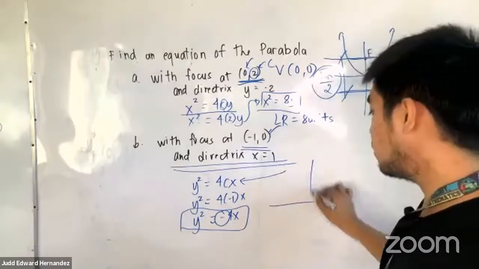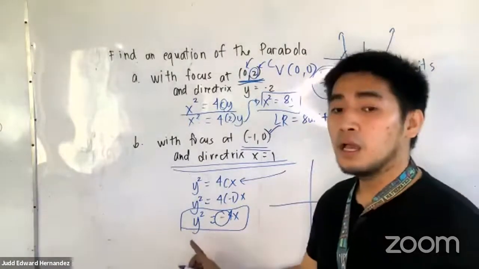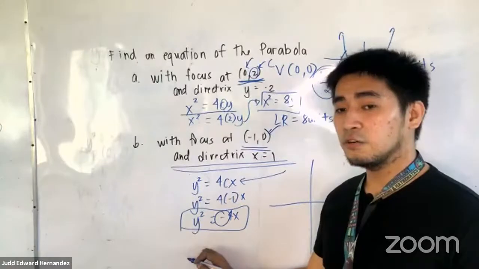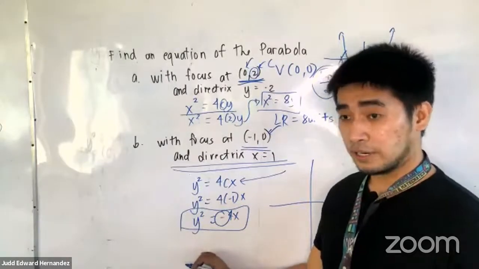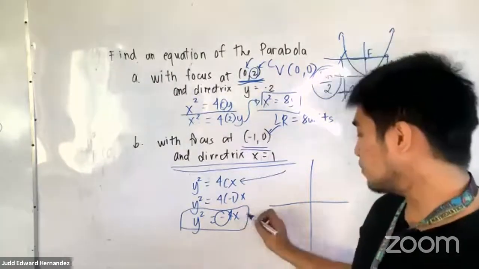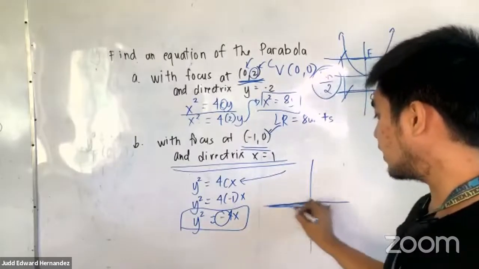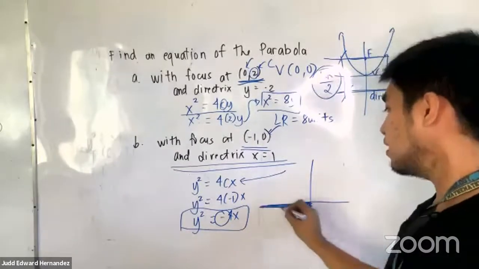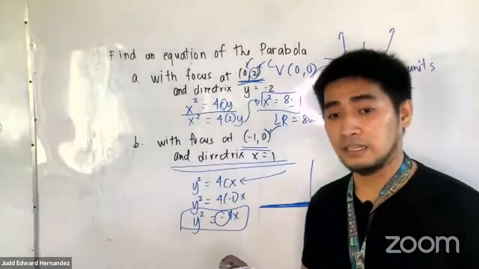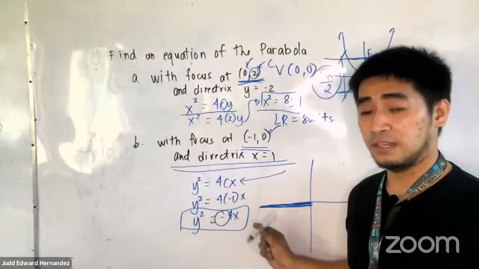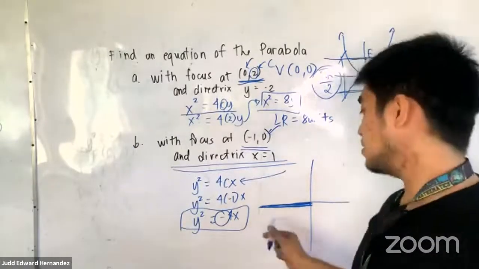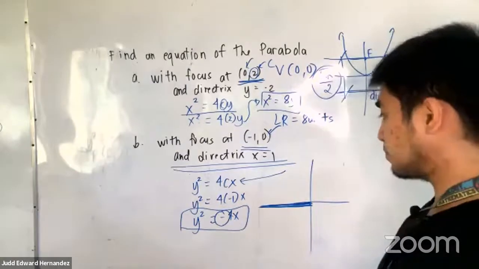Kasi we have y squared. Tama? Pag y squared kasi, it is either opening to the left or to the right. And since negative yung x natin, ito yung negative x natin, dito ngayon yung axis of symmetry natin. So this is our axis of symmetry, and our axis of symmetry is horizontal.